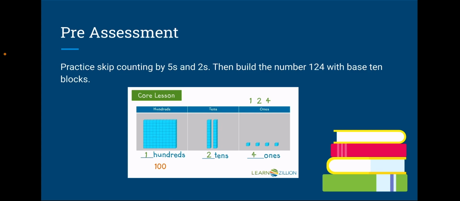Then after that, they will build the number 124 with base 10 blocks. They will have base 10 blocks in front of them, so they will be able to make the numbers shown on the screen. They will not be able to see the slide though, they will just recreate this on their own. After they finish that, students will get to play Jeopardy!